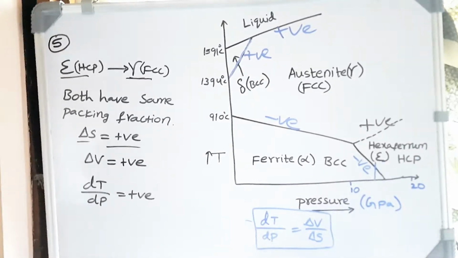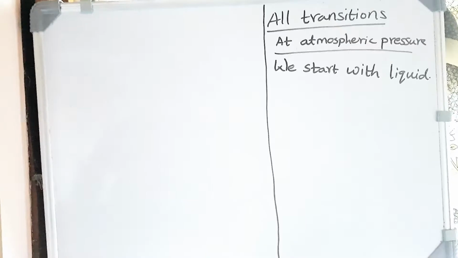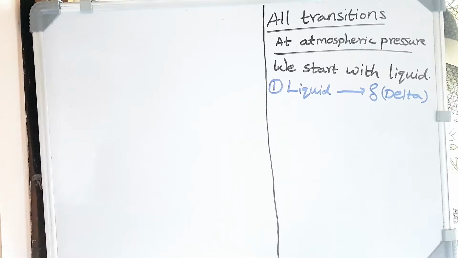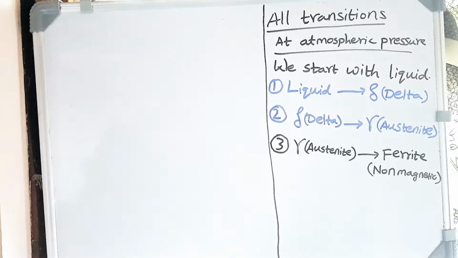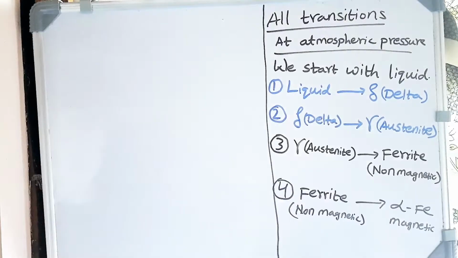Friends, now let's discuss the second part of the video, cooling curves of our pure iron. So friends, before drawing the curves, let's discuss what all transitions are possible down to room temperature. We are starting with the liquid. The first transition is liquid transforms to the delta BCC iron at high temperature. Then delta transforms to the austenite. Then austenite transforms to the ferrite, which is non-magnetic, at 768 degrees centigrade. Our final transition is non-magnetic to the magnetic ferrite.